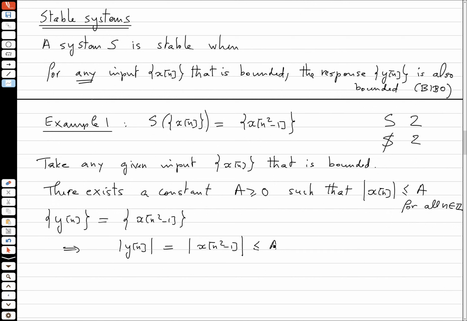It's not that you don't need, it's that it is not allowed. It's not allowed to have a specific example because this is not proving anything. On the other hand, to show this is not stable, yes, you just need to provide one particular example. All right? So y of n is bounded. So y of n is bounded. Therefore, S is stable.